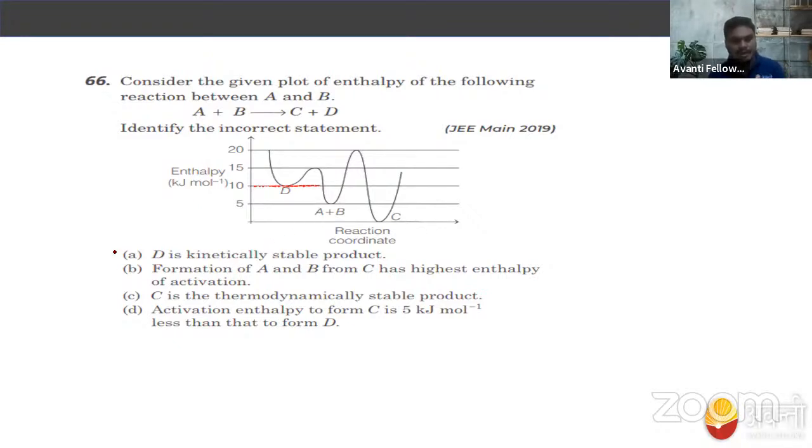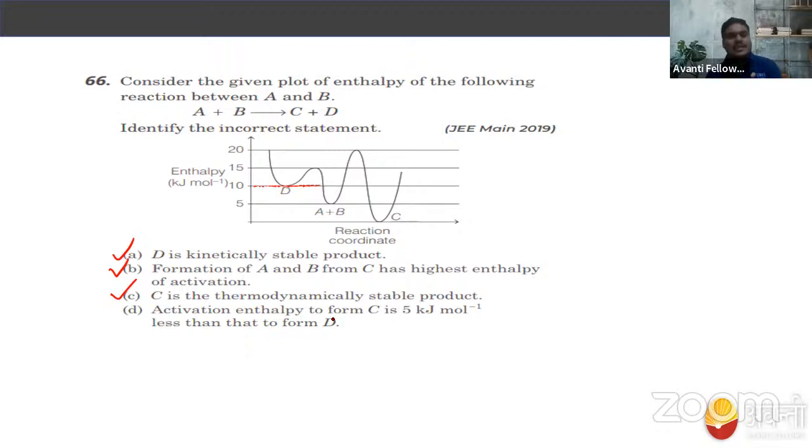So this is also correct. Now, C is the thermodynamically stable product. How can we say that C is the thermodynamically stable product? For a thermodynamically stable product, the energy must be low, right? So C has the minimum energy, so we can say that it is the thermodynamically stable product.